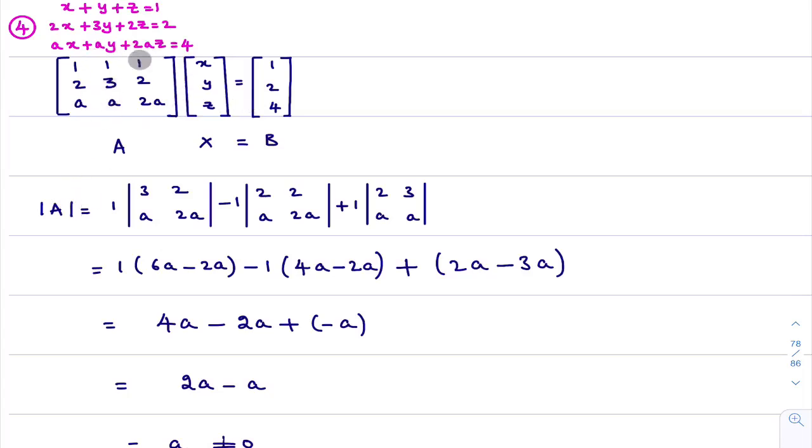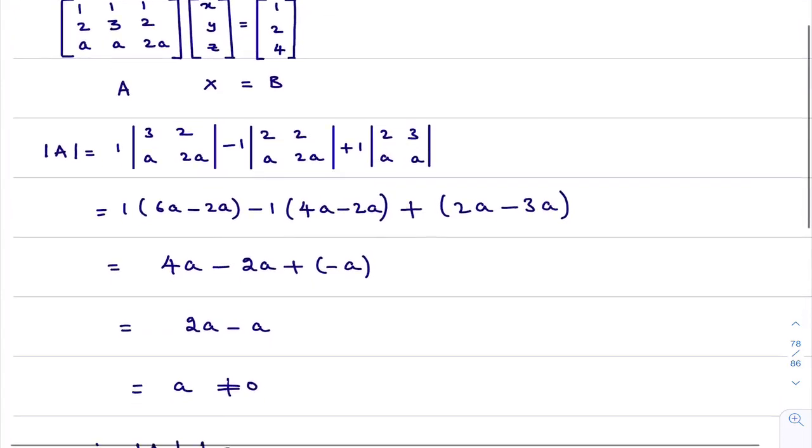You know how to calculate the determinant of a 3 by 3 matrix. I just calculated det A. 1 into, delete this row and this column, determinant of this part, minus 1 into, delete this row and this column, determinant of 2, 2, a, 2a, plus 1 into, delete this row and this column, determinant of 2, 3, a, a. Now if you simplify this, you know how to do this, you are getting a.